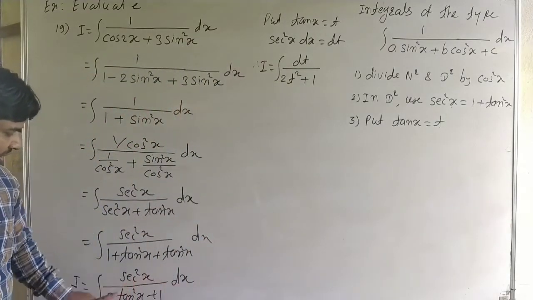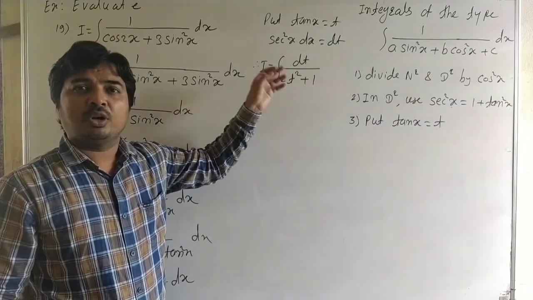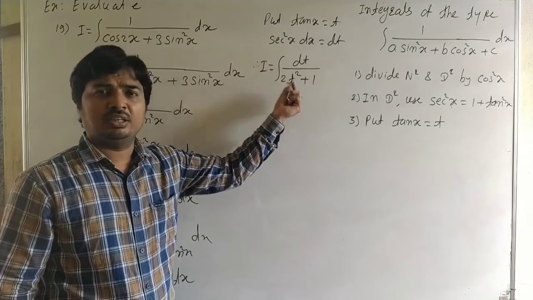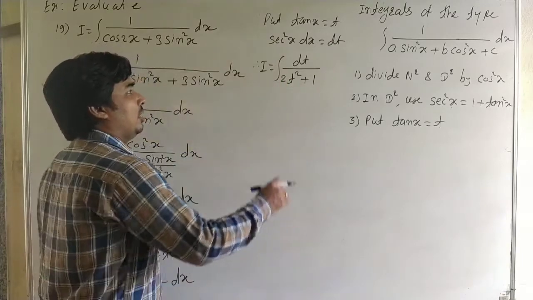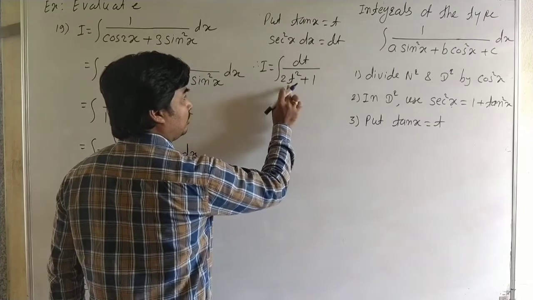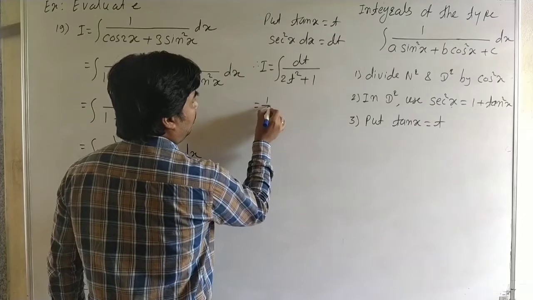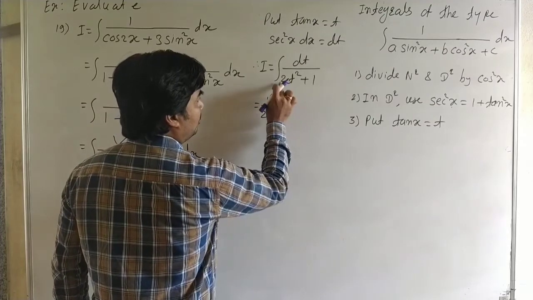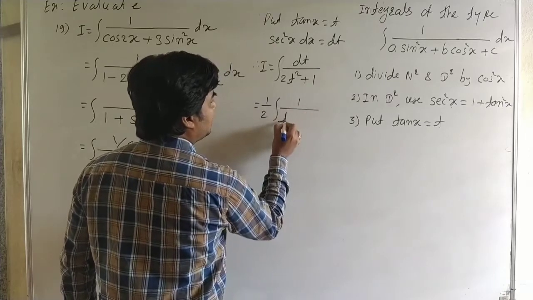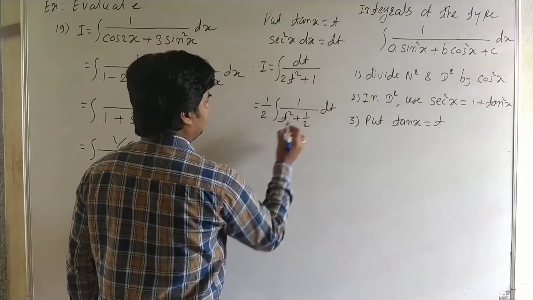Sec square x dx, it is dt upon 2t square plus 1. Again it is 1 upon a quadratic function, and the 1 upon quadratic function we can solve by the completing square method. But here again there are two terms only, there is no need to complete the square. Only take the coefficient of t square common. Therefore 1 by 2, since the coefficient of t square is 2, we can take it common: 1 upon t square plus 1 by 2 dt.